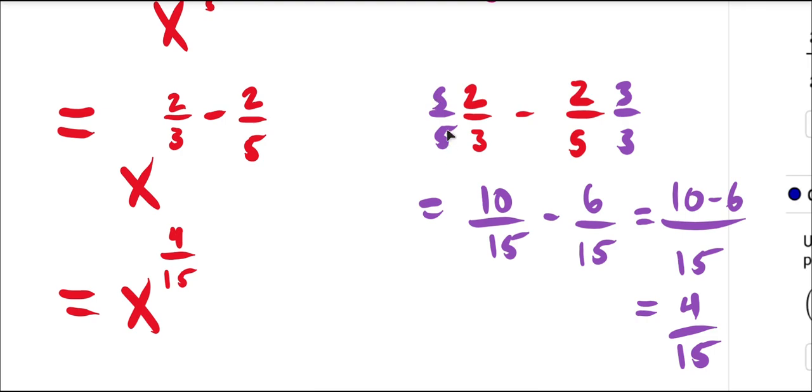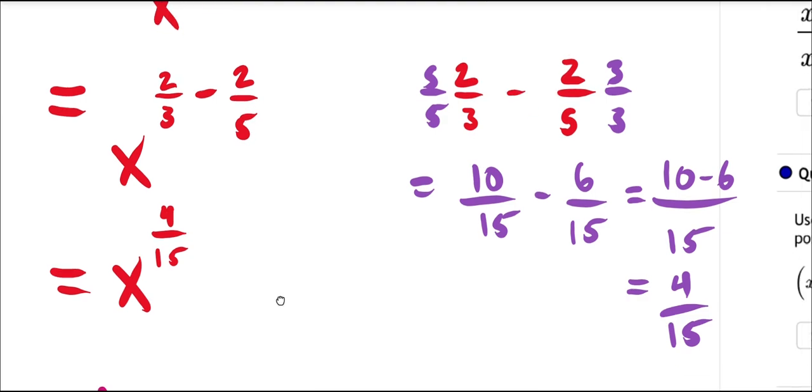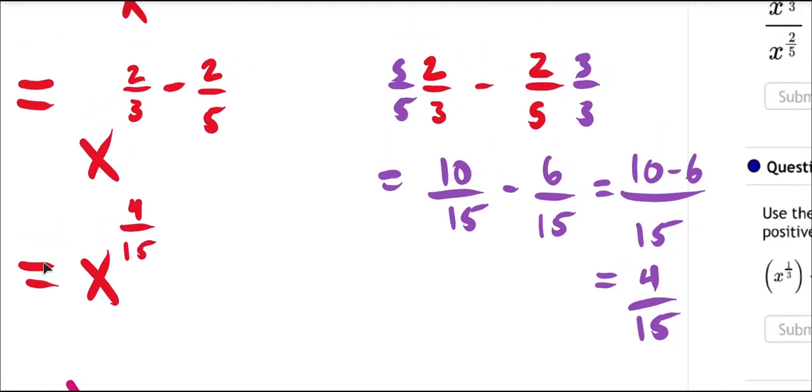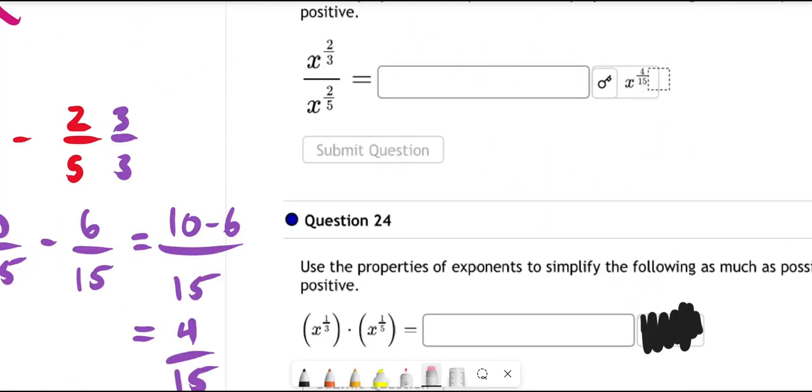That's 10/15, multiplying this one by 5 over 5, minus 6/15, multiplying this one by 3 over 3. Once we have like bases, we just subtract the numerators, and that's 4/15. So this simplifies to be 4/15 in my exponent. Checking our answer, we see that is correct.